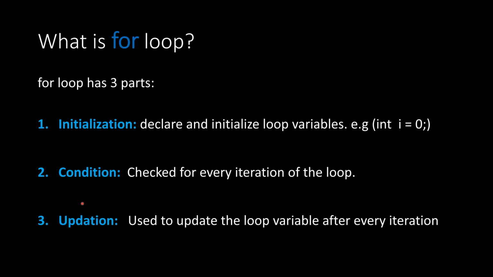If it is true, then we proceed to execute the code inside the body of the for loop, and if it is false, then we proceed without executing that loop body. And in the third statement, which is the updation statement, we update our loop variables after every iteration, and then we move again to the condition and check it for every iteration of the loop.